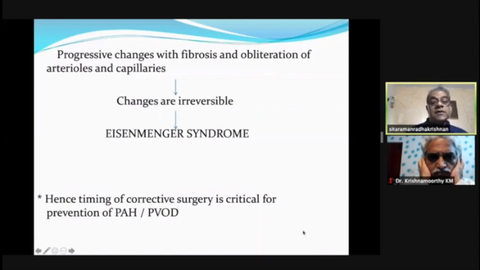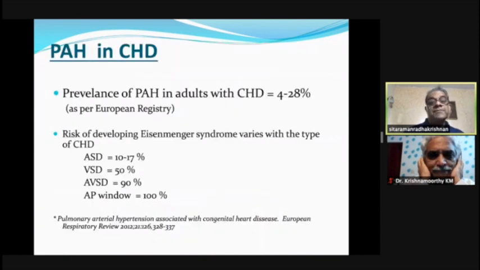Therefore, timing of corrective surgery is critical for the prevention of pulmonary vascular obstructive disease or pulmonary hypertension, which is actually the biggest killer later in life. In early life, it is heart failure, and later in life, the ones who survive will die much later in life of pulmonary hypertension and pulmonary vascular obstructive disease.